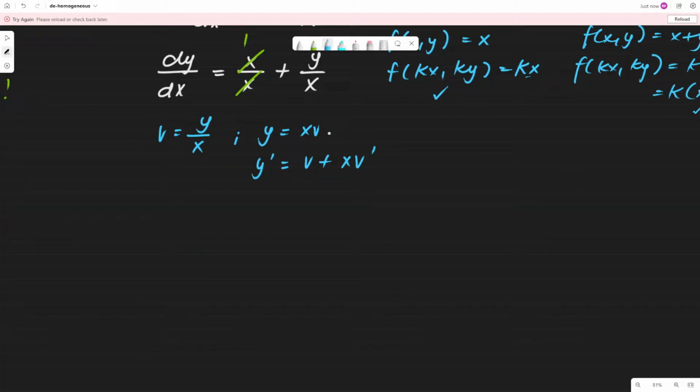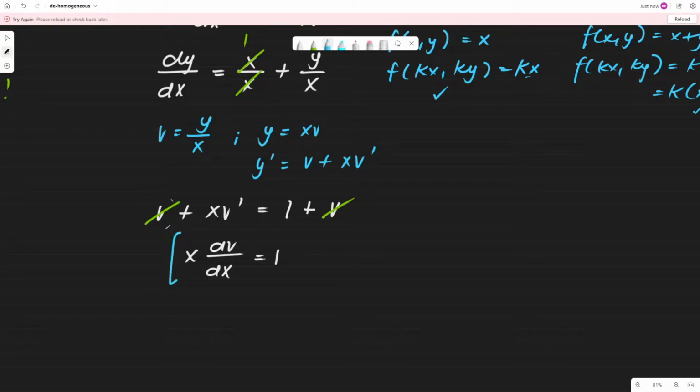So, dy over dx, ito yung ipapalit natin, yung v plus x v prime. So, we have v plus x v prime is equal to 1 plus y over x, which is equal to v. So, obviously, makakancel yung v kasi pag tinranspose natin si v sa kabila, magiging v minus v, so it will become equal to 0. So, na-simplify pa natin lalo. So, we have x dv over dx is equal to 1.